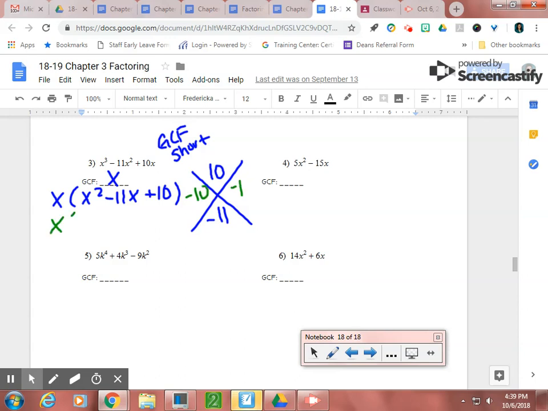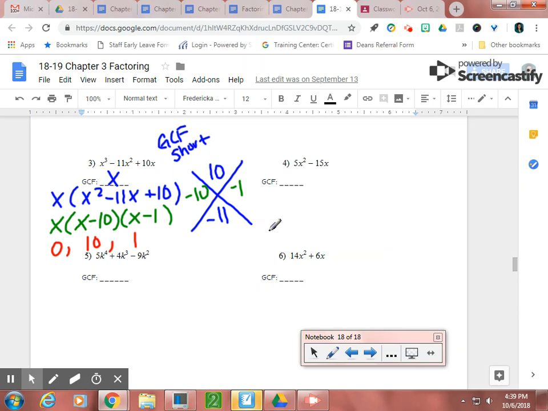So this x stays out in front. I have x minus 10 and x minus 1. And again, if you want exact solutions, you're setting them each equal to 0. So I would get 0, 10, and +1 as my exact solutions to this. But if it's just asking you to factor, then you would stay with your green answer.